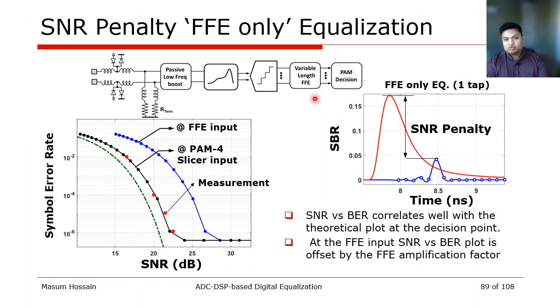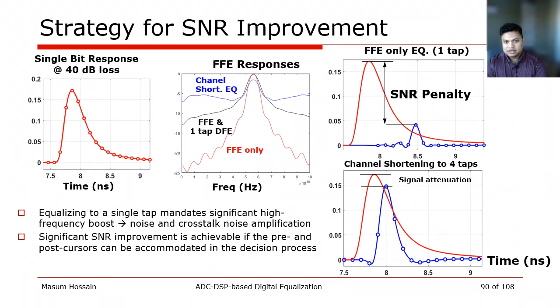To understand why it does so intuitively, we can look at the single bit response. So this red one was before equalization, and after FFE equalization it has nicely brought it to a single tap as expected, but its amplitude has significantly dropped, and that drop is basically indicating the degradation in SNR. Let's explain this point further.